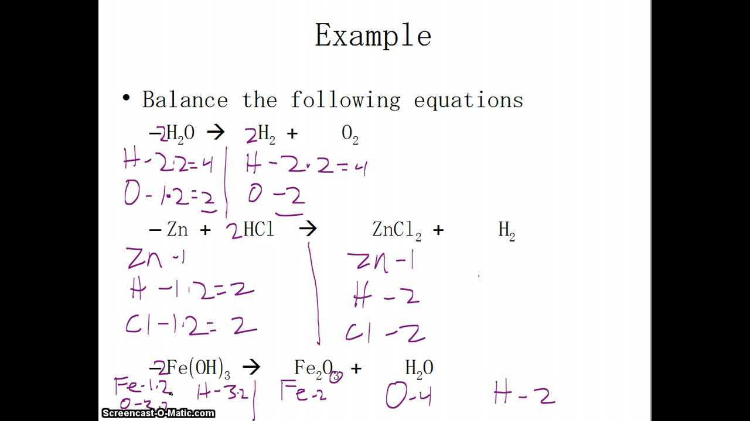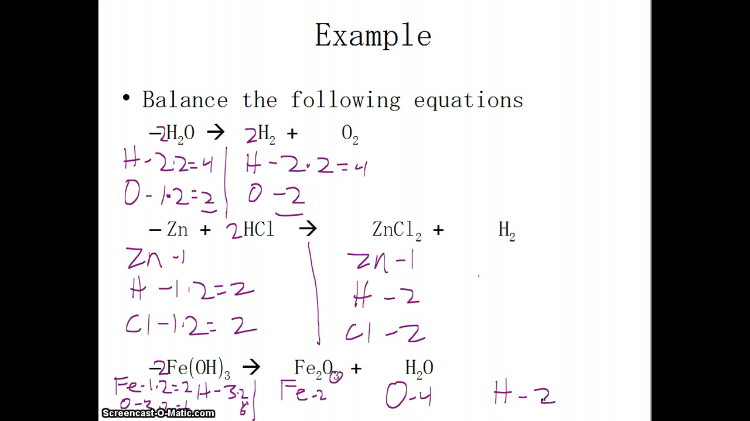Okay, so 2 Fe(OH)3, now let's see, that gives us 2 irons total, and that gives us 6 hydrogens total. Okay, so our irons are balanced out. Now we need 6 hydrogens and 6 oxygens. Okay, so we don't really need to change that. We do need to change up how much water we get.